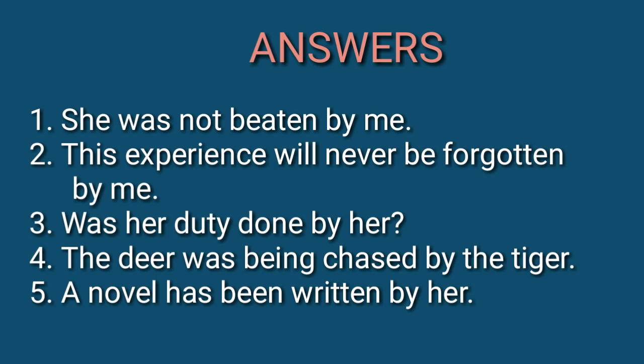Okay, now we are moving to the fourth question. The tiger was chasing the deer. That was the question given, and the answer is, the deer was being chased by the tiger. Okay, now the last question: she has written a novel. Has written is in present perfect tense. It became has been written by changing the subject and object order. A novel has been written by her.